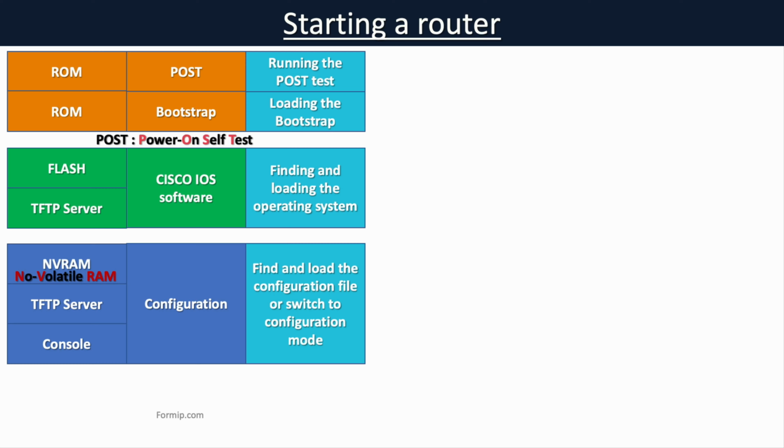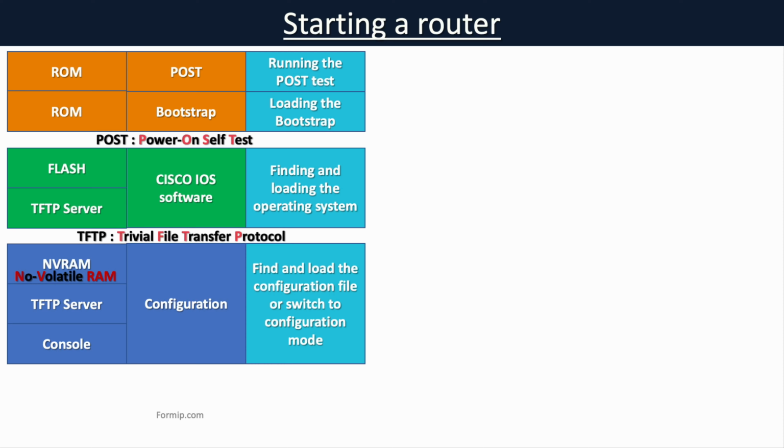And if the startup config file doesn't exist, then the router will try to look for it on a TFTP server. And if this file is still not found, then it will automatically launch a series of questions to be able to enter a basic configuration.